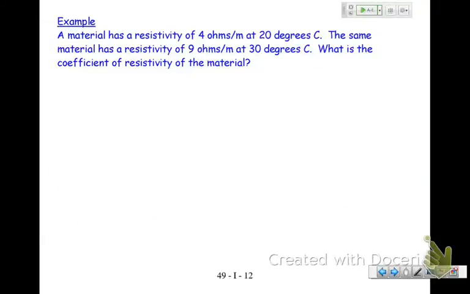A material has a resistivity of 4 ohm meters at 20 degrees C. It has the same material as a resistivity of 9 ohm meters at 30 degrees C. What is the coefficient of resistivity of the material?